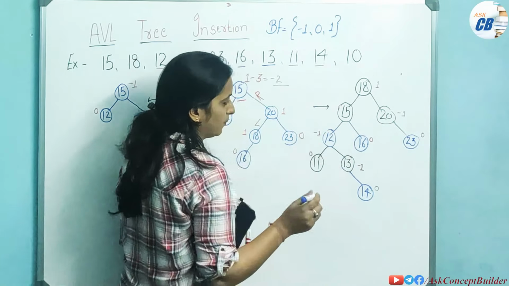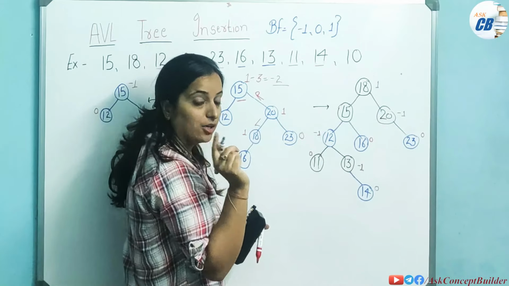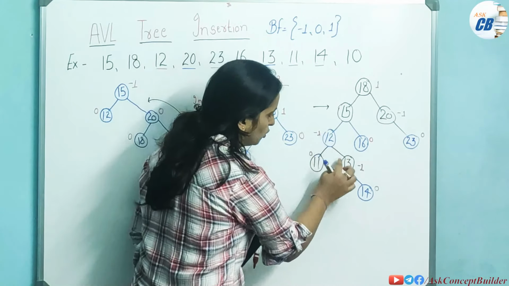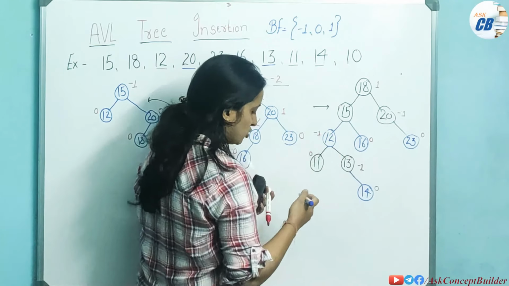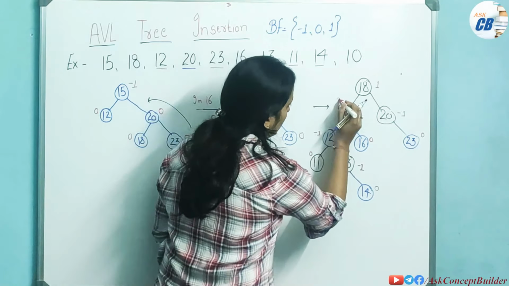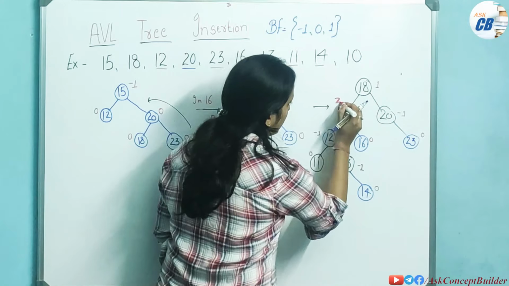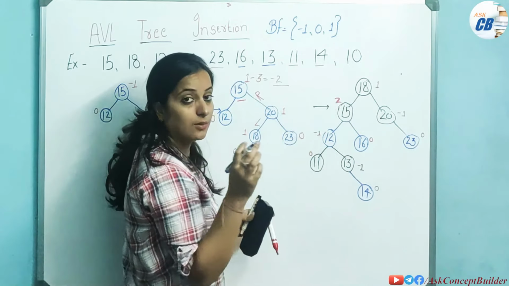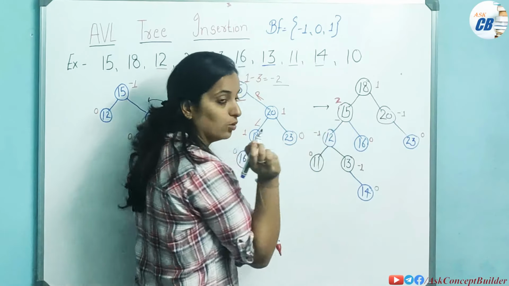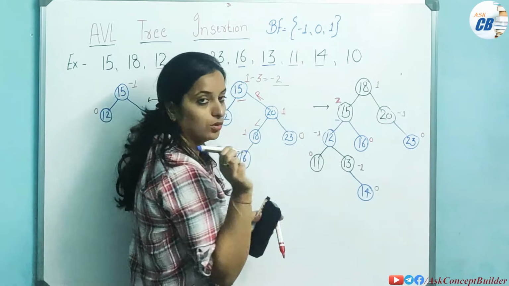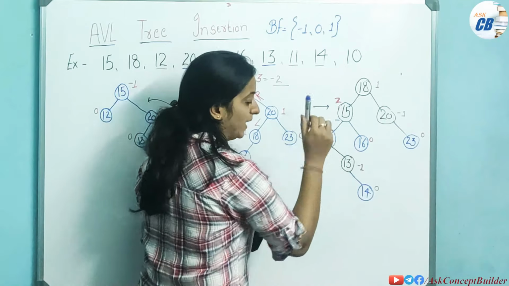Now for this 15, see, the balance factor will be height of left subtree minus height of right subtree. Height of left subtree is 1, 2, 3. We'll take the maximum path. 3 minus 1 is 2. So what you are seeing here, the balance factor for this node has come 2, means this tree is not balanced again because of this node. Because the balance factor for this node is 2, again you have to balance this node.